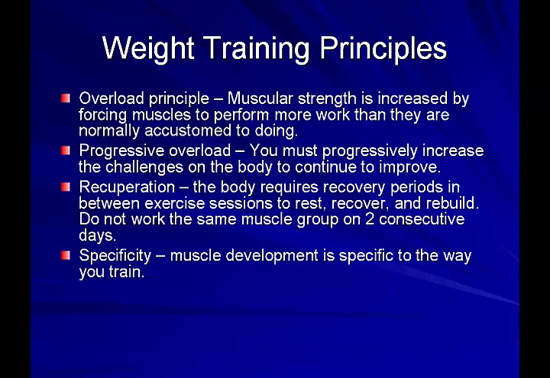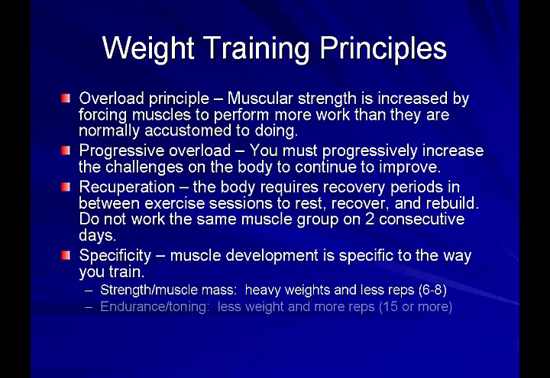Specificity means that muscular development is very specific to the way you train. For example, if you want to build strength and muscle mass, you need to specifically use heavy weights and do fewer repetitions, such as 6 to 8 repetitions, to achieve that goal. For muscular endurance and toning, you would choose lighter weights and more repetitions, possibly 15 or more. If you just wanted general fitness, including a little of both strength and endurance, 8 to 10 repetitions might be appropriate.